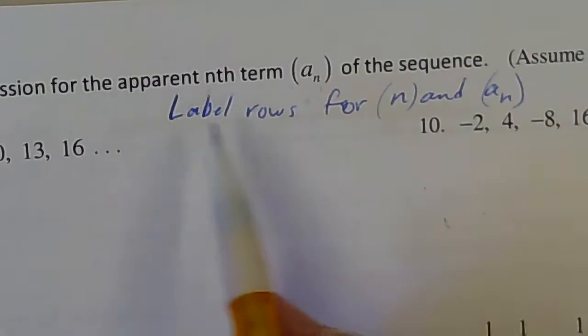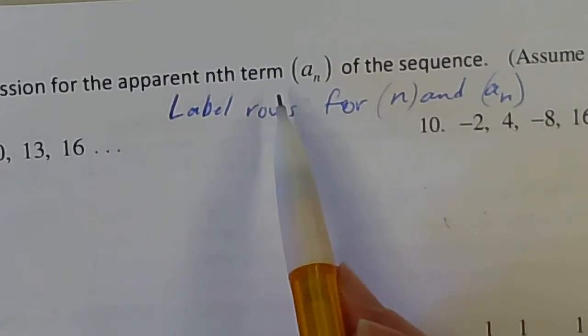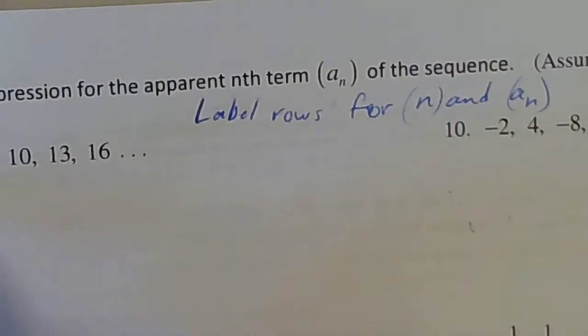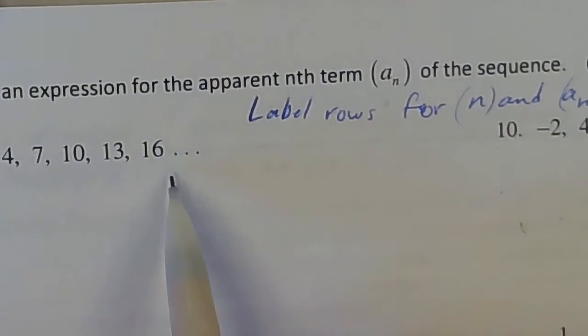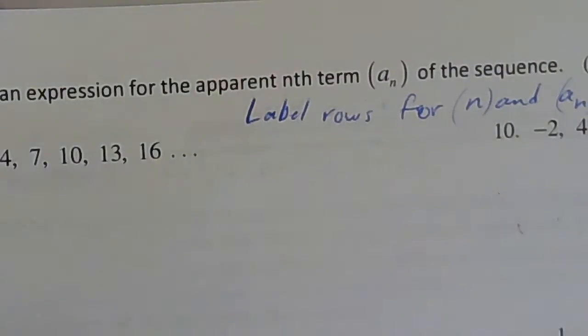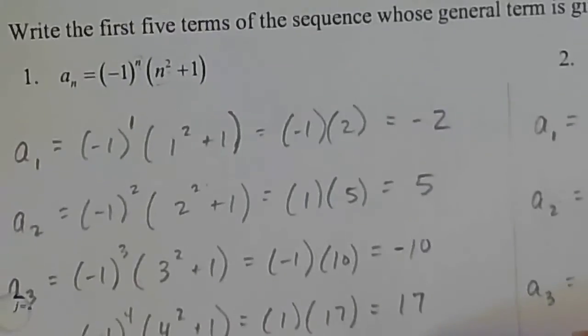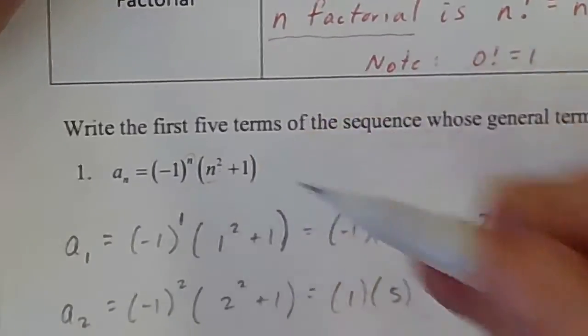Okay, so they want us to write an expression for, basically come up with a formula. Like the sequence is already expanded. So it's a backwards problem to what we're doing here. They're giving us this, and we're supposed to write a formula for it.